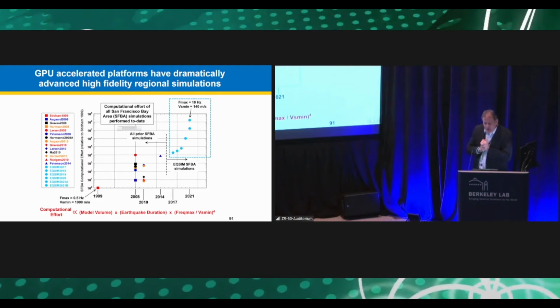So to give you an example of our progress, what I'm showing you here on these GPU accelerated platforms is the entire history of earthquake simulations of ground motions in the San Francisco Bay Area, going back to the year 2000. Each of those colored dots is a different research group that modeled the San Francisco Bay Area. And I'm showing you the progress with EQSim in the turquoise dots on the right. Once we got on the accelerated platforms, we did the algorithm development to optimize the SW4 code. We got it running on Summit, and you can see the tremendous progress that has been made as a result of being able to utilize these new platforms. Next slide.